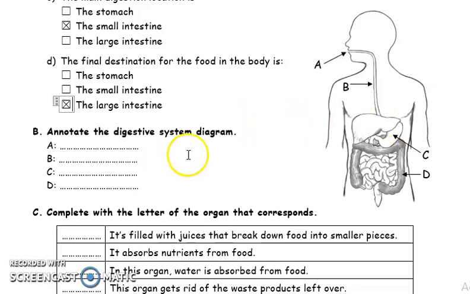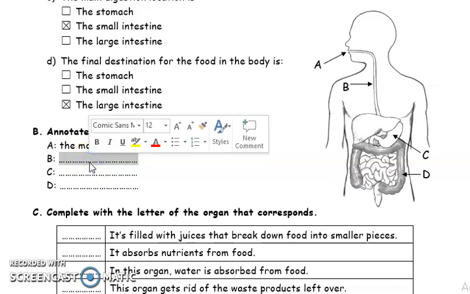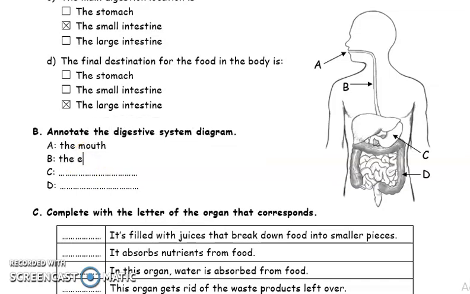Annotate the digestive system's diagram. This is A, B, C, and D. A is the mouth. Digestion starts in the mouth. Then food passes to the food pipe, which is the esophagus. Then from the esophagus to this organ that looks like a pocket. This organ adds juices to food and turns them into a thick liquid. This is the stomach.